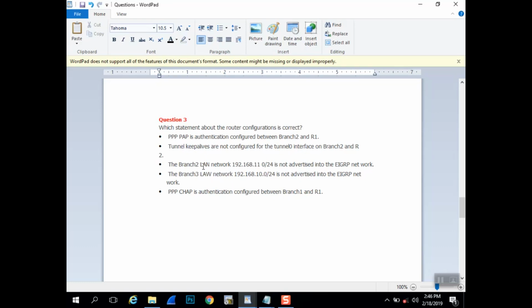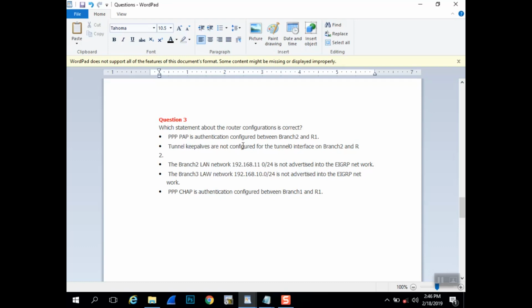C. The branch 2 LAN network 192.168.11.0/24 is not advertised into the EIGRP network. And D. The branch 3 LAN network 192.168.10.0/24 is not advertised into the EIGRP network. Or E. PPP chap authentication is configured between R1 and branch 1. Now, if we're gonna look at the statements, let's first check the first one.